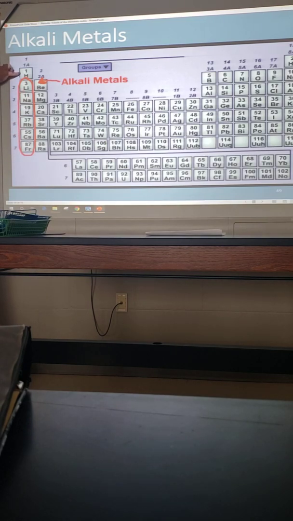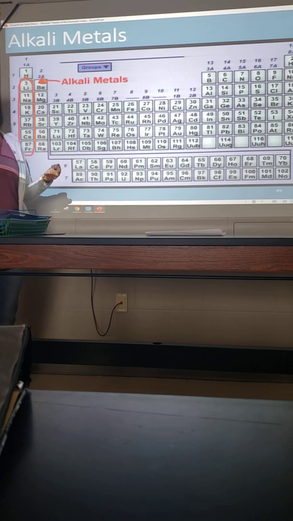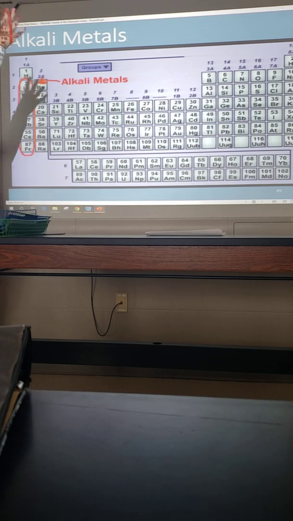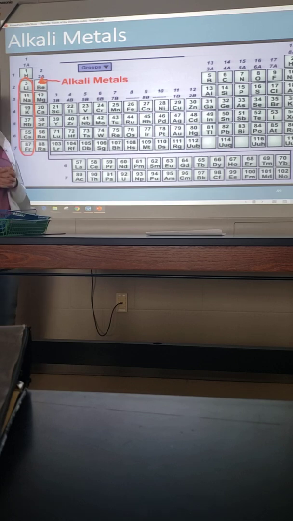Now hydrogen up here at the top, it is in that group because it has 1 valence electron, but it is not considered an alkali metal. So hydrogen and helium kind of get plunked up the top, even though they don't match the rest of the group perfectly, just because of how their electrons match up.